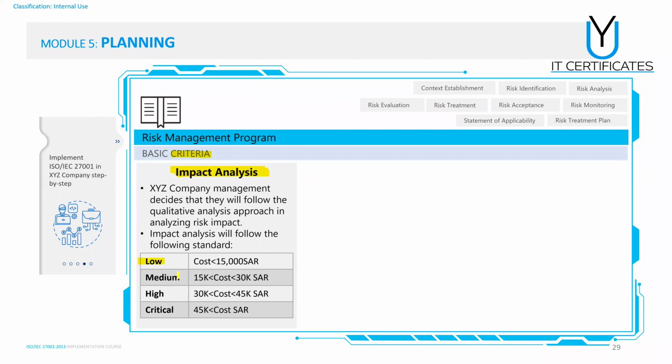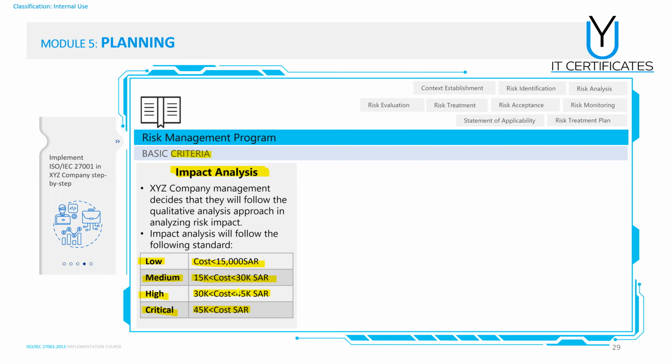We will classify it into 4 different levels: low, medium, high, critical. Low means the impact cost is less than 15K. Medium is between 15K and 30K. High is between 30K and 45K. And finally, critical is if it's more than 45,000 Saudi riyals. This is the way of calculating the impact analysis.